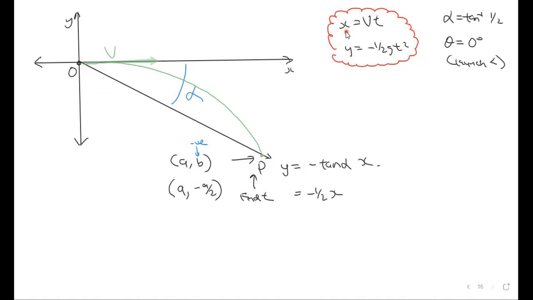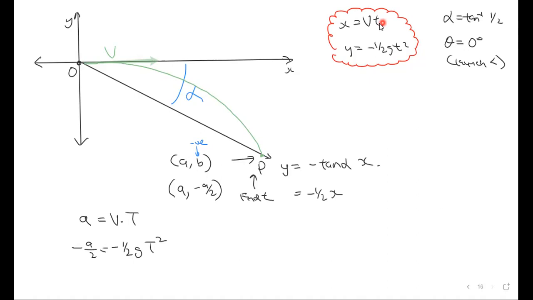And we do know what x is at some time t. So we know that when x equals a, it must equal v times capital T, which we're trying to solve for. And we know negative a over 2, which is the y, must equal negative a half g capital T squared. And we just now need to solve for t.